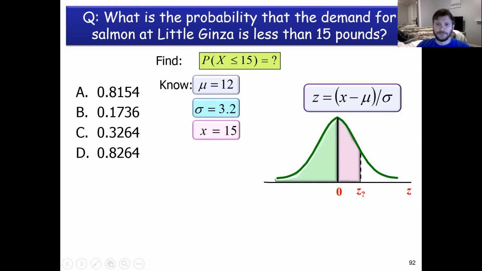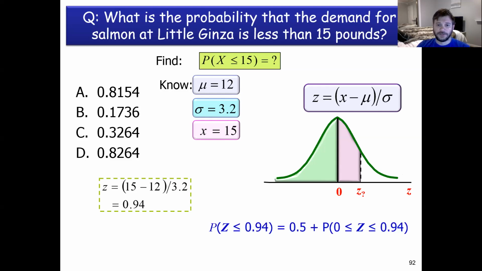If you want, you can pause the video, but we needed to demean the 15 threshold X here, and we have to divide it by the standard deviation. When we do that, we should get a value of 0.94. So now what we're really being asked is to find the area of both the green and the pink regions together, where that Z value is set at a threshold of 0.94. We know the green area is equal to 0.5, and that is where this term comes from. All we need to do now is use the table to find that pink region.